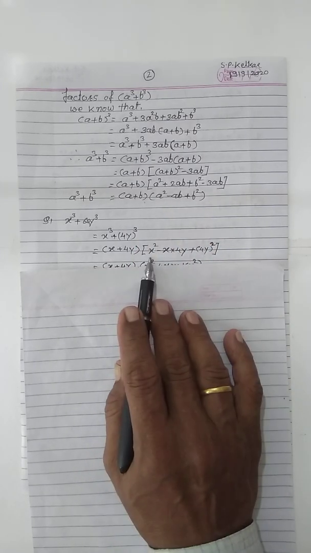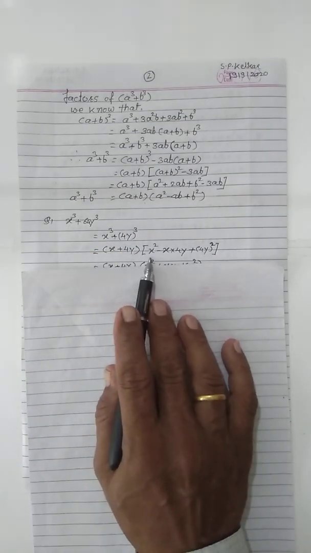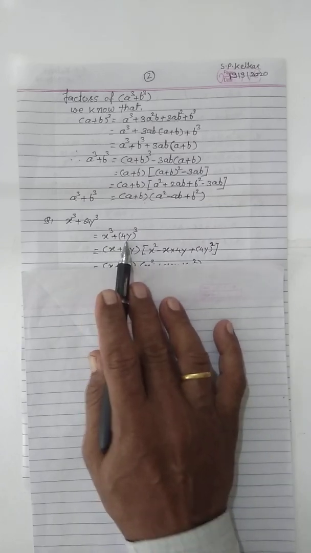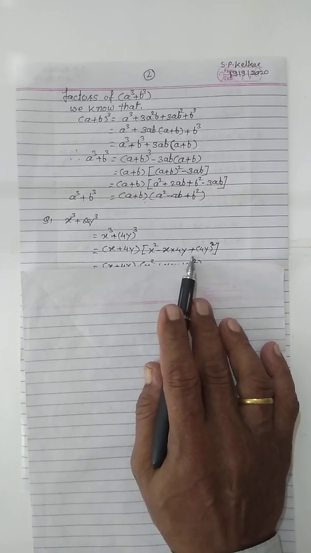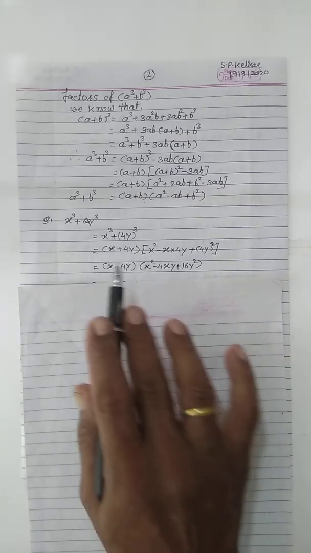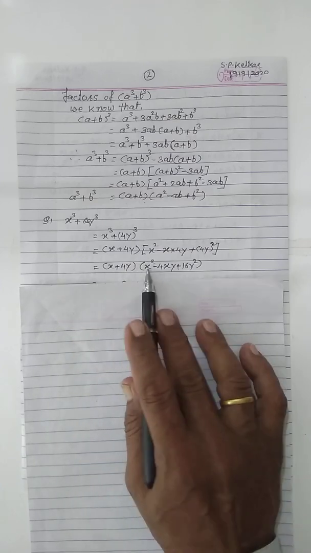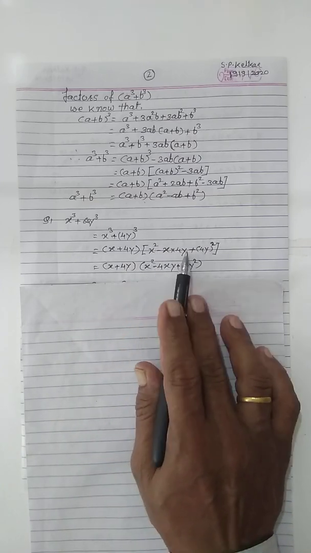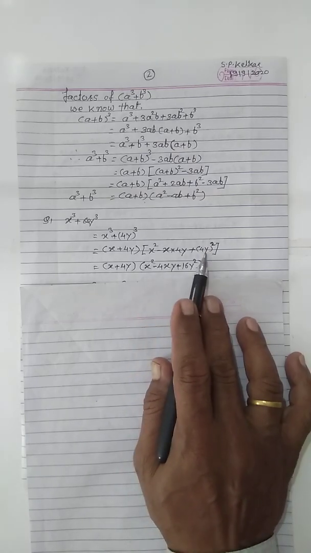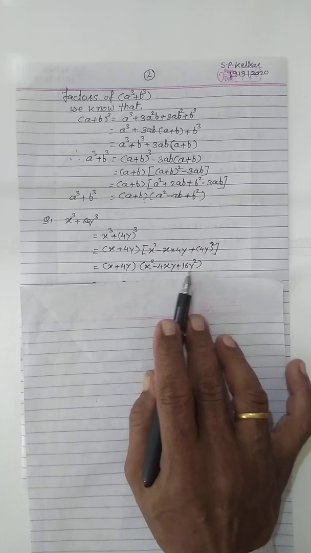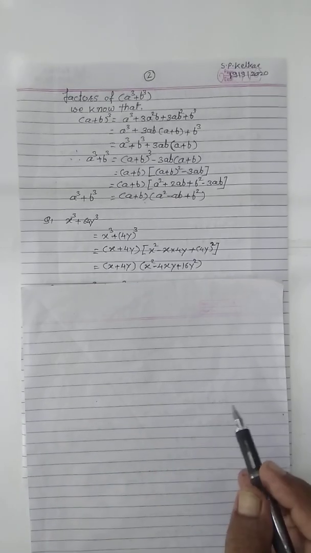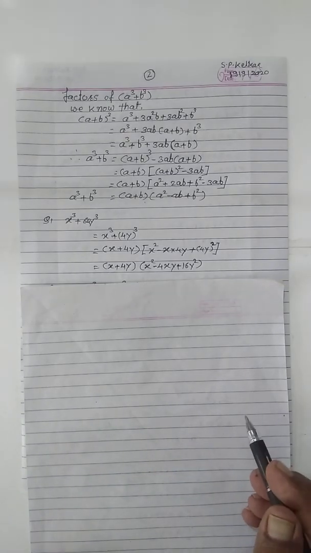The square of the first term is x square, then minus first term into second term, x into 4y, plus the square of the second term, (4y) whole square. Then write x plus 4y in one bracket, and in the second bracket x square minus x into 4y, which is minus 4xy, plus the square of 4y, which is 16y square. In this way we find the two factors of this given example.